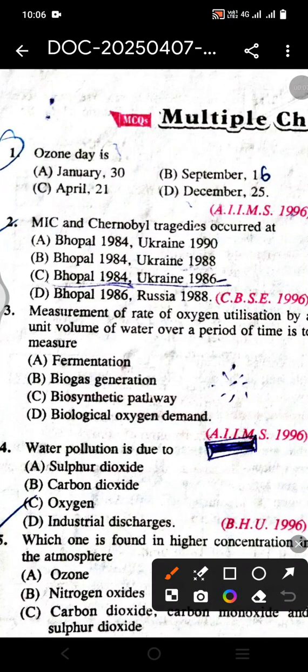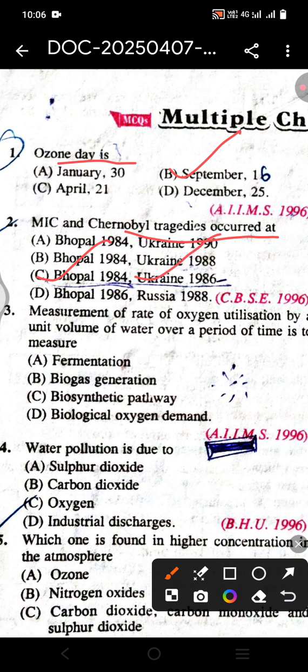Hey, so let's learn a few questions. These are related to environmental issues. Question number one is Ozone Day. So it is celebrated on 16 September. Question number two, MIC and Chernobyl tragedies occurred at. So MIC, methyl isocyanate, caused the Bhopal gas tragedy in 1984, whereas Chernobyl is related to Ukraine, 1986.